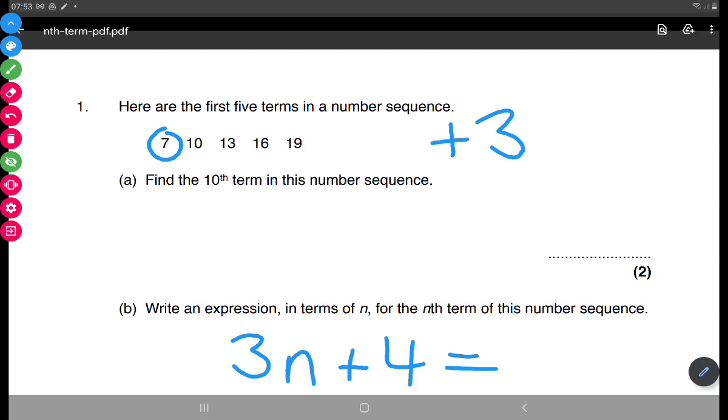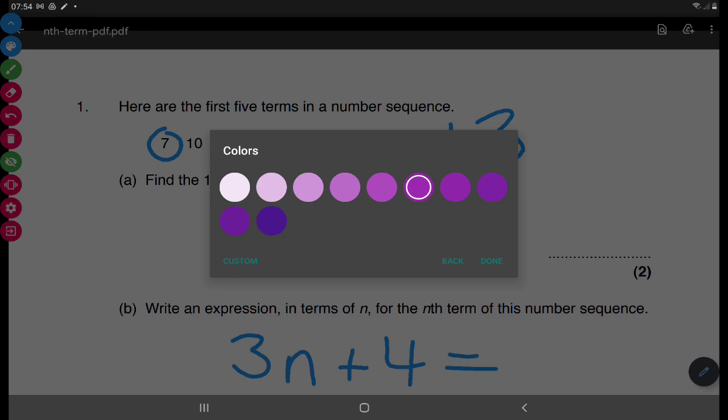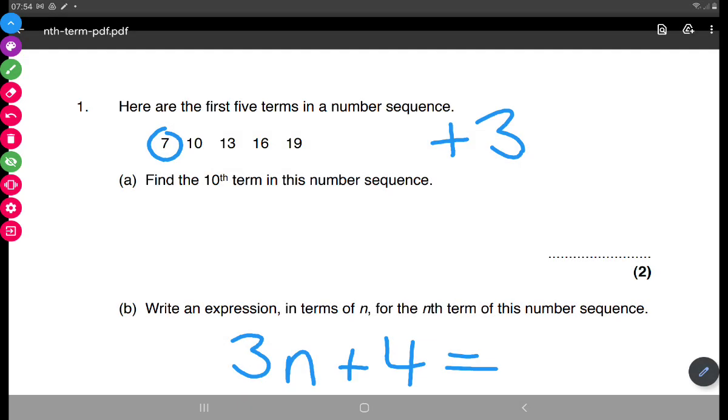So here, does it work with the others? Well, let's have a look at the 5th term. I'm going to change colour just to make it a bit clearer. Oh, purple. Lots of colours on here. So the 5th term, 7, 10, 13, 16, 19. Well, let's work that out. Let's replace the n with the term. Now what term is 19? What position is it in the sequence?